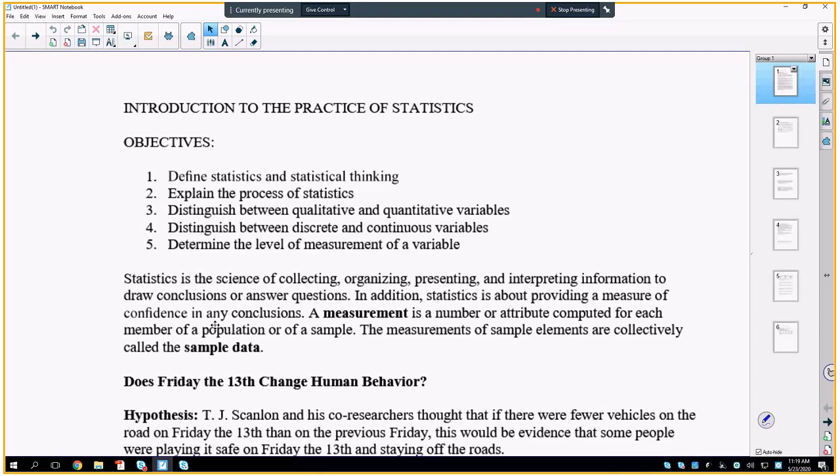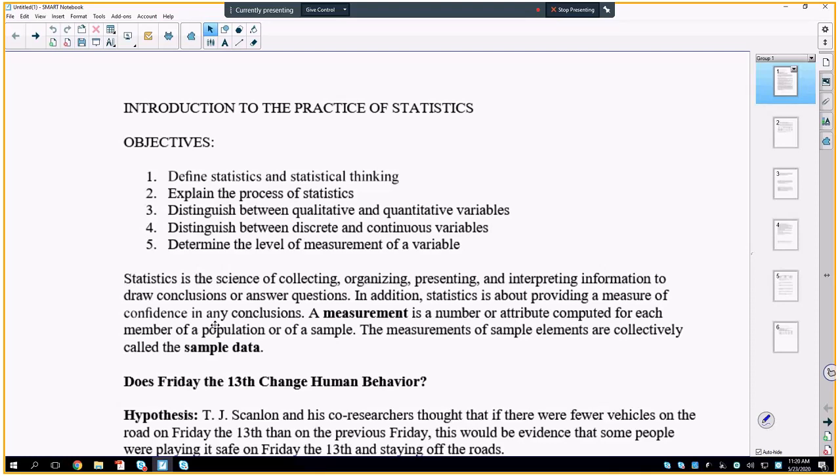So our objectives will be to define statistics and statistical thinking, to explain the process of statistics, to distinguish between qualitative and quantitative variables, to distinguish between discrete and continuous variables, to determine the level of measurement of a variable.